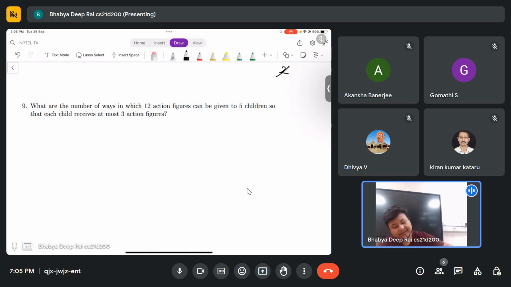Solving those kinds of questions would come in later lectures. So the question is, what are the number of ways in which 12 action figures can be given to 5 children so that each child receives at most 3 action figures? 5 children, each child receives at most 3 action figures, and total are 12 action figures. So just tell me what coefficient in which polynomial.